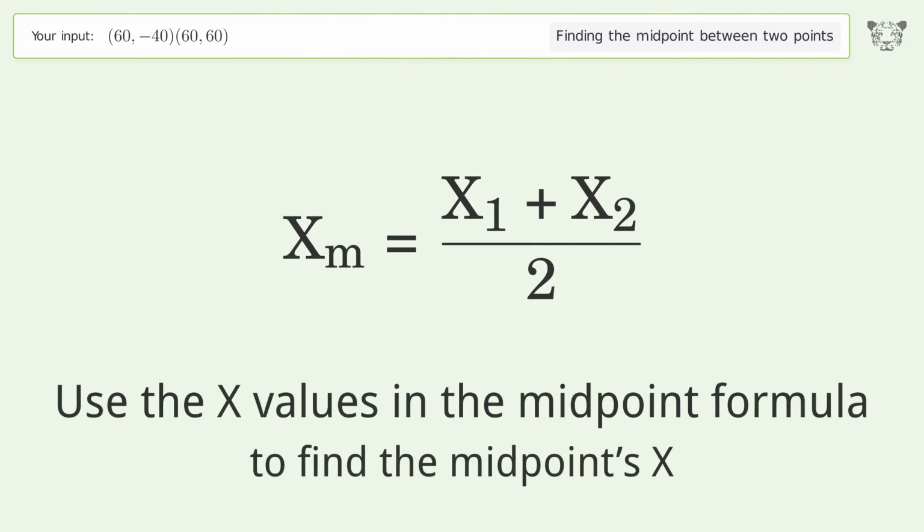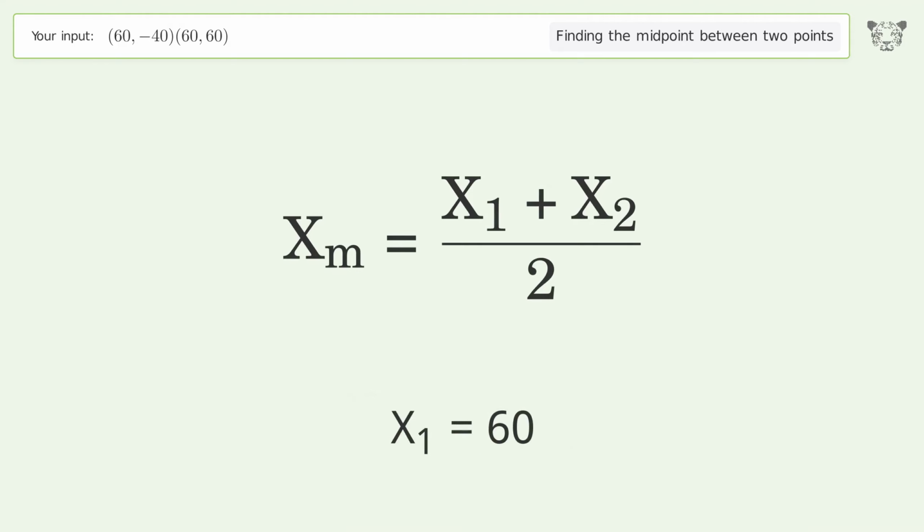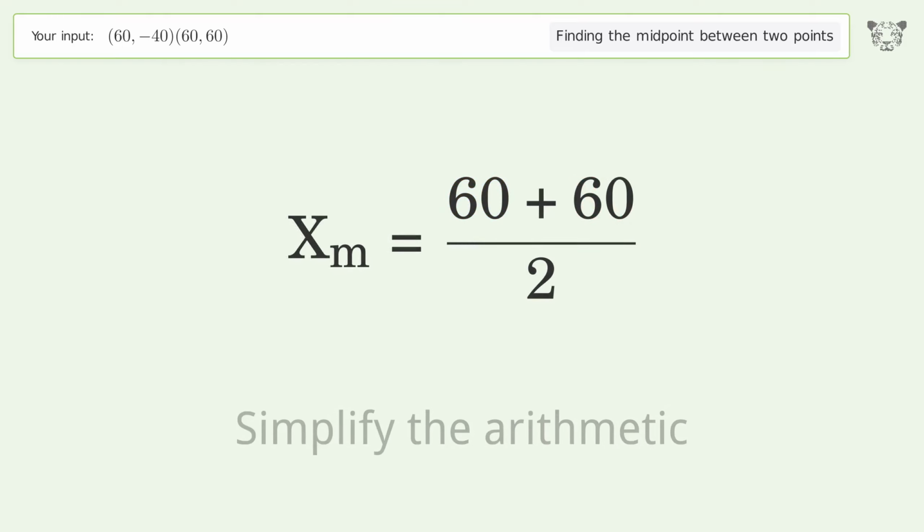Use the x values in the midpoint formula to find the midpoint's x. x1 equals 60. x2 equals 60. Simplify the arithmetic.